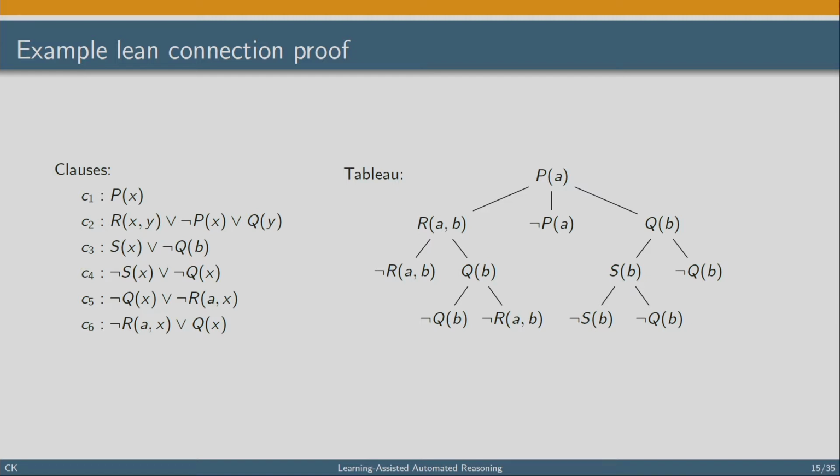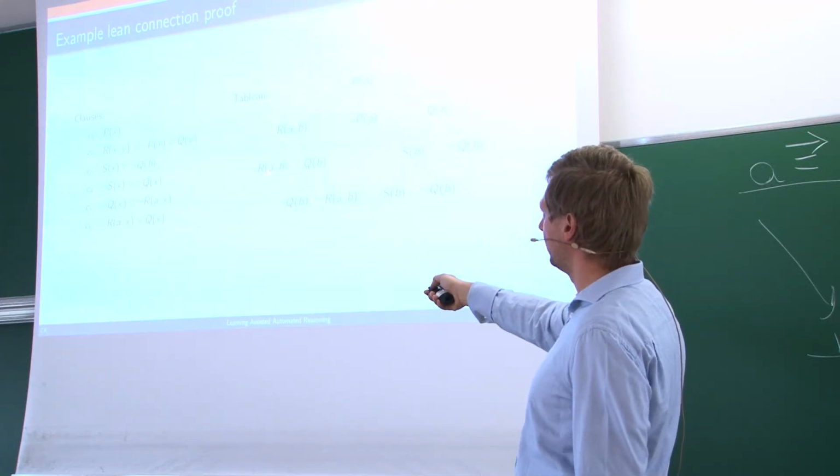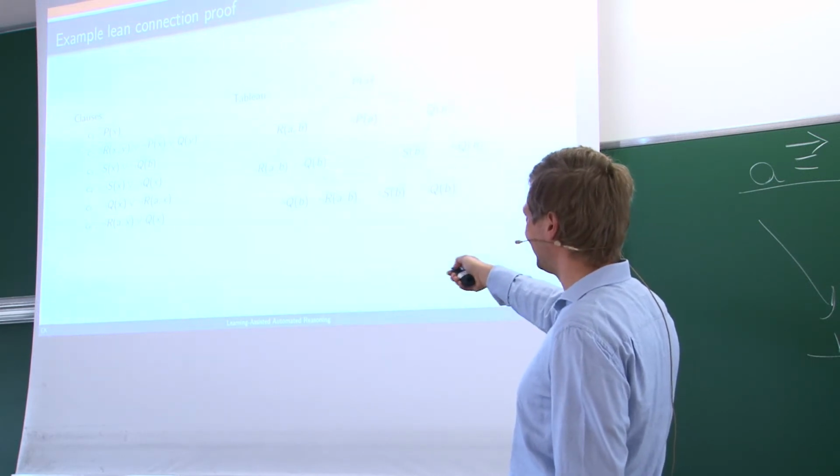Okay, now we have R of XY. Let's continue with this one. What can we do about the R? We're looking for a not R. We have two of them. Which one are we going to use? We're going to use the second one. So we put a not R of AX and or Q of X.